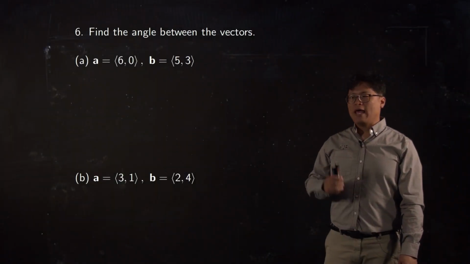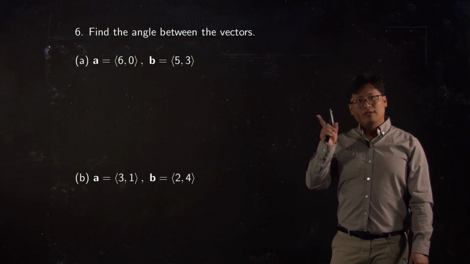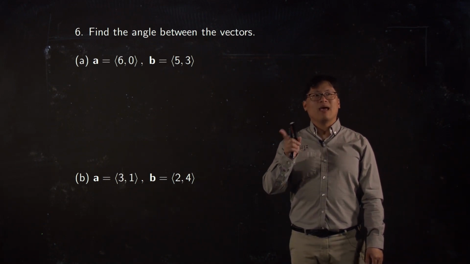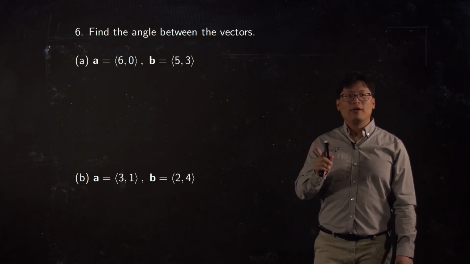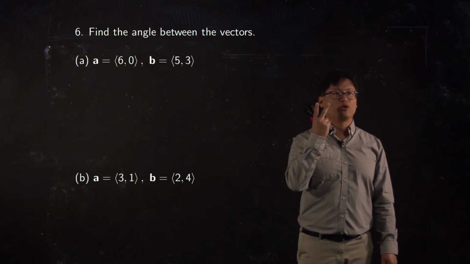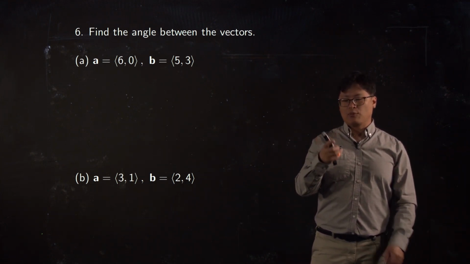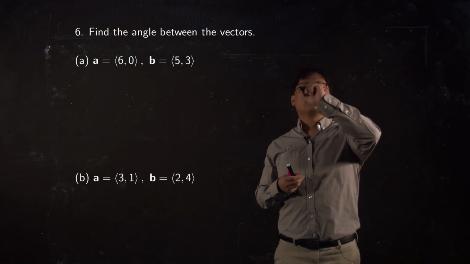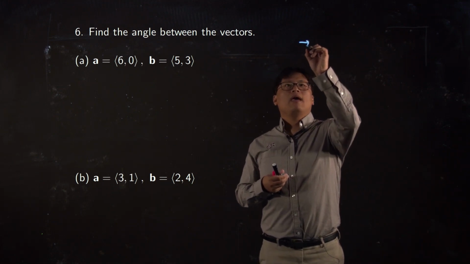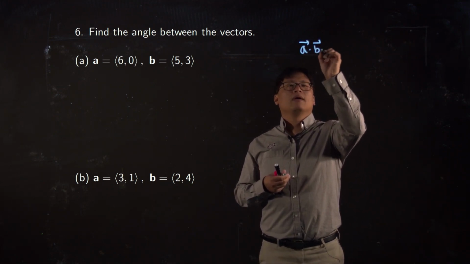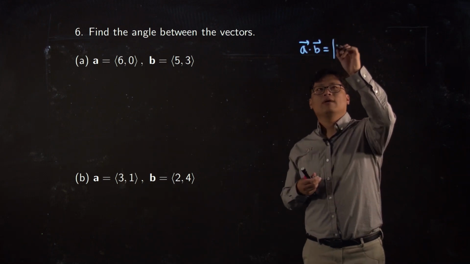Okay, let's talk about the angle between two vectors. This concept came from the calculation of the dot product. Do you remember in the previous problem, we talked about two different ways to calculate the dot product? So let me write here again. A dot B can be calculated this way.